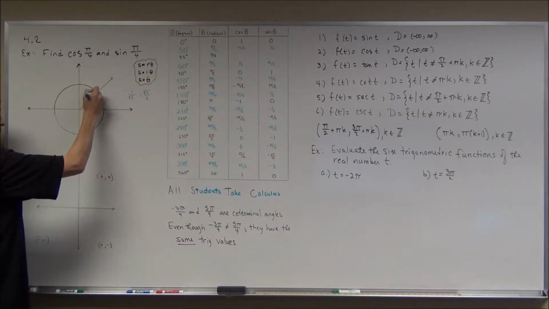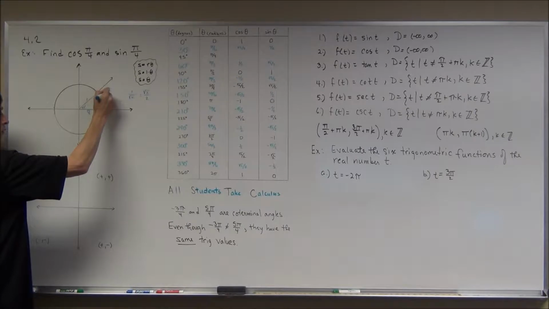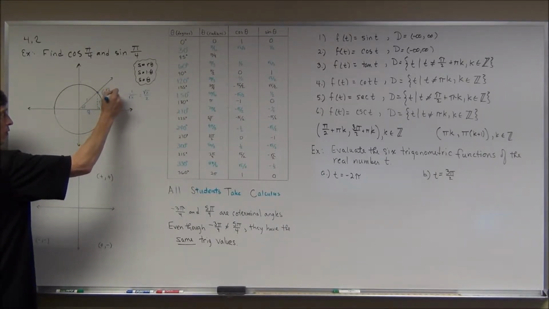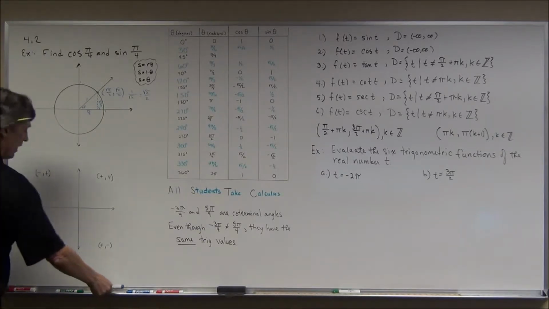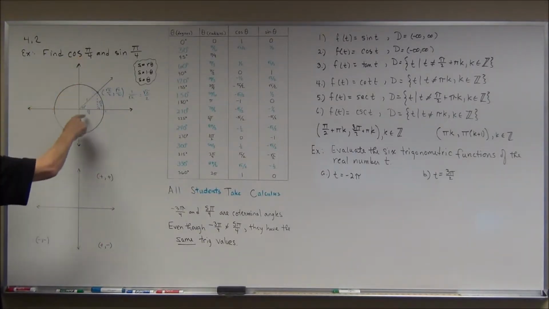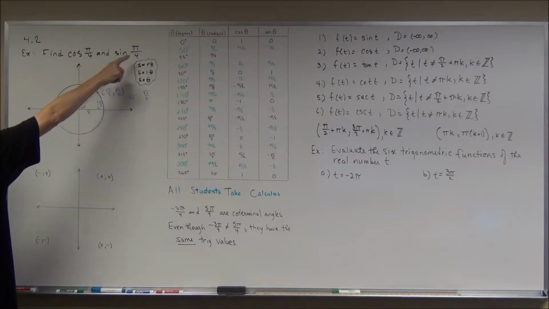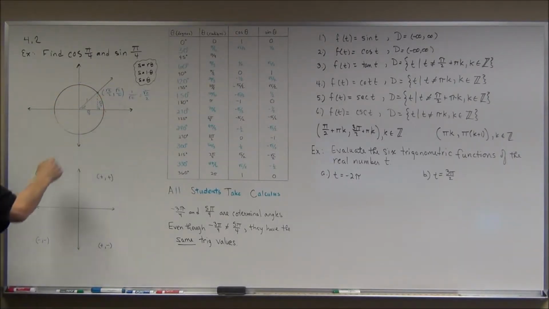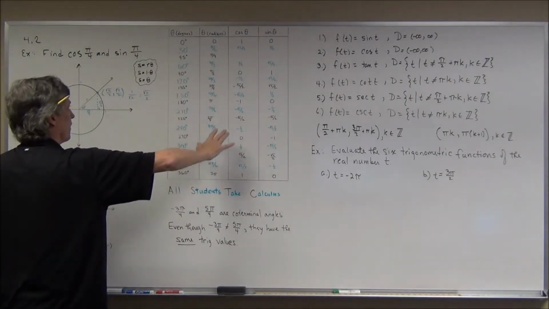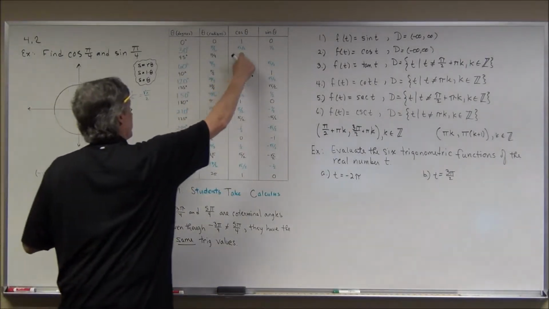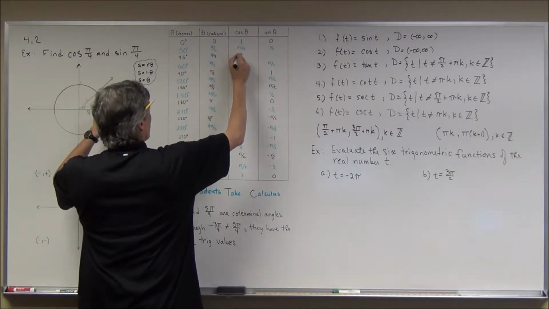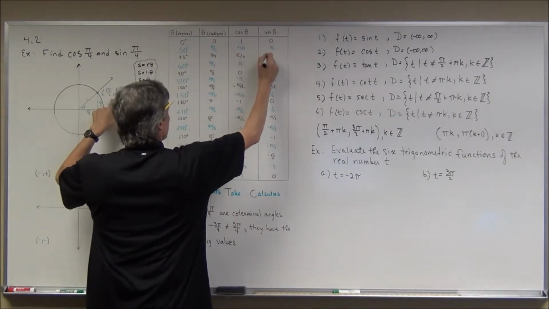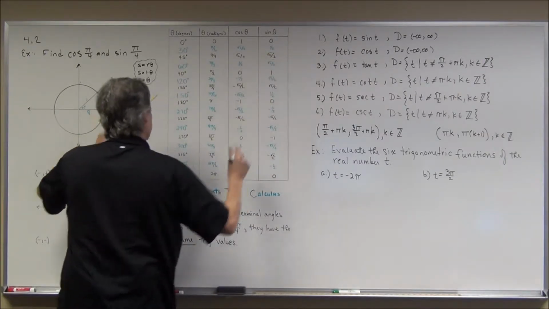So this point right here would be the point, the square root of 2 over 2, the square root of 2 over 2. And since we're asking you to find the cosine of pi over 4, that's the x value, and the sine of pi over 4, that's the y value, notice that they're the same exact value. Now if you looked over here and you saw this big chart of values, and I had a couple of blanks here because I wanted to put those in, the cosine is the square root of 2 over 2, and the sine is the square root of 2 over 2.